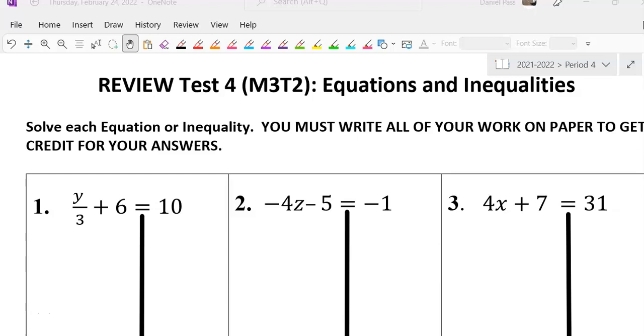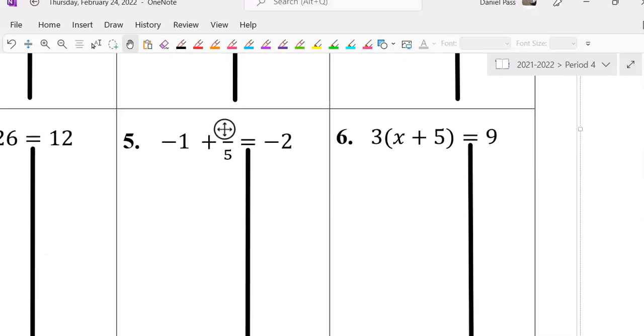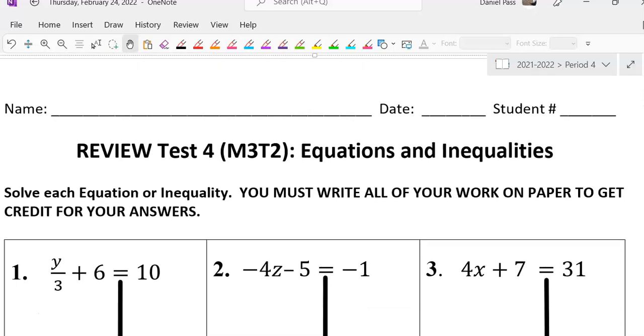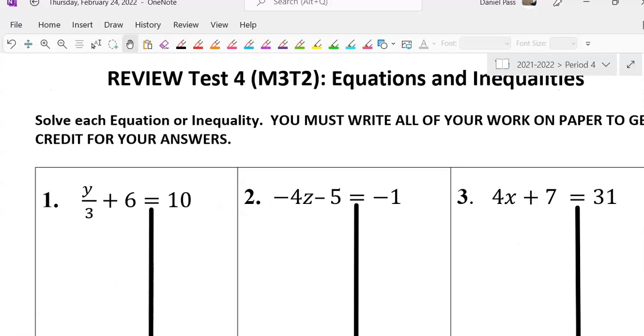Now, test number 4, equations and inequalities, this puts together a lot of stuff we already knew, right? We have to know our negatives and positives, or we can't pass this test, right? We have to know those. And we also have to know our distributive property, which is here on number 6. So it's kind of putting together a lot of things that we already knew.